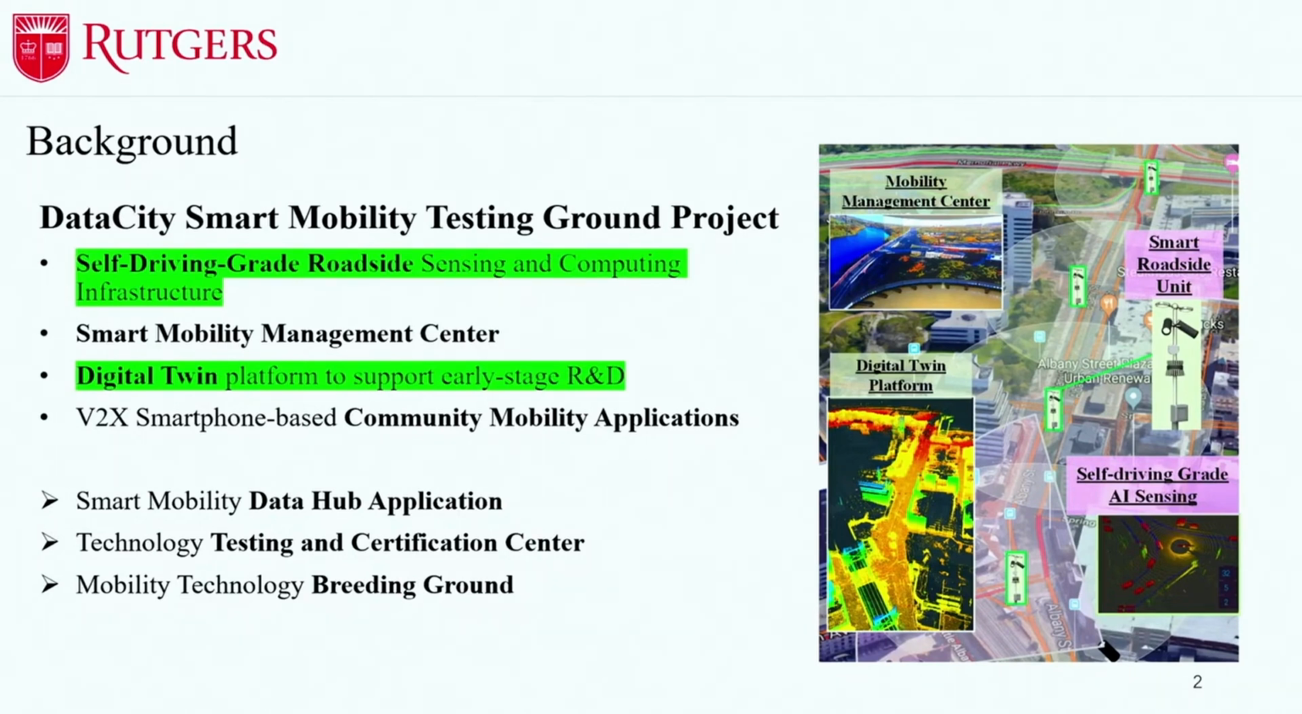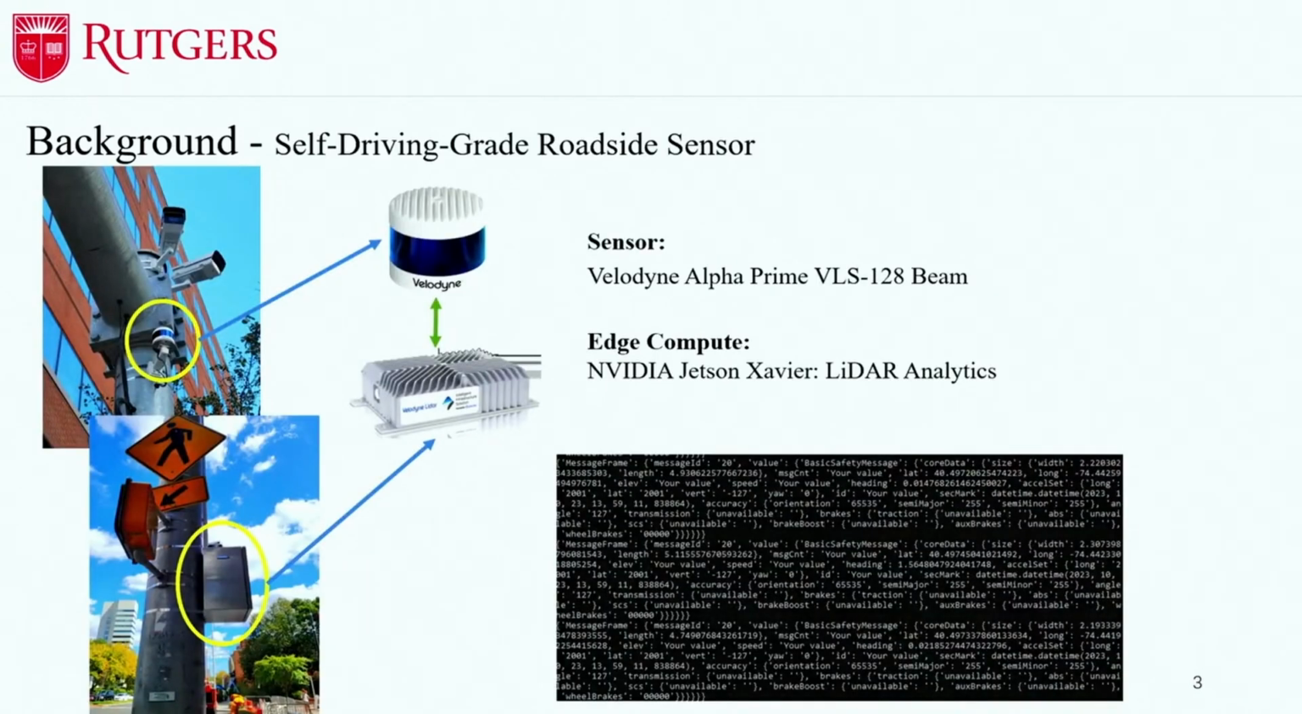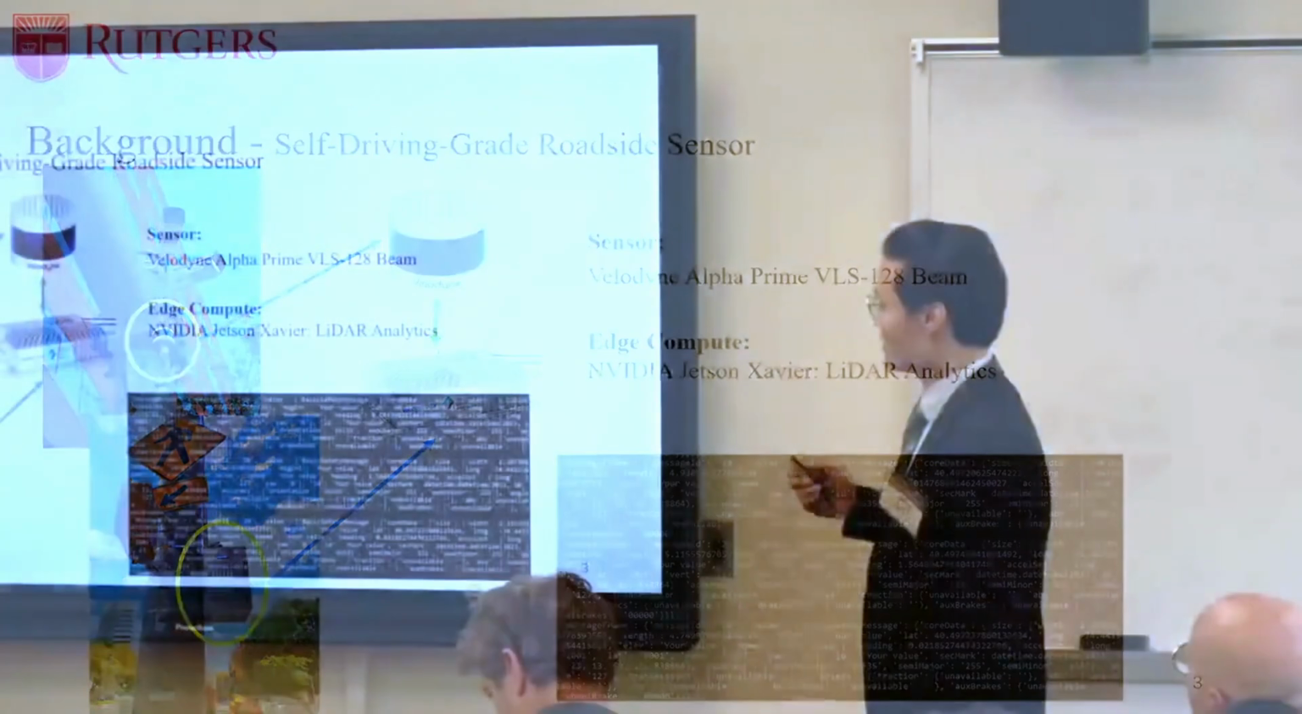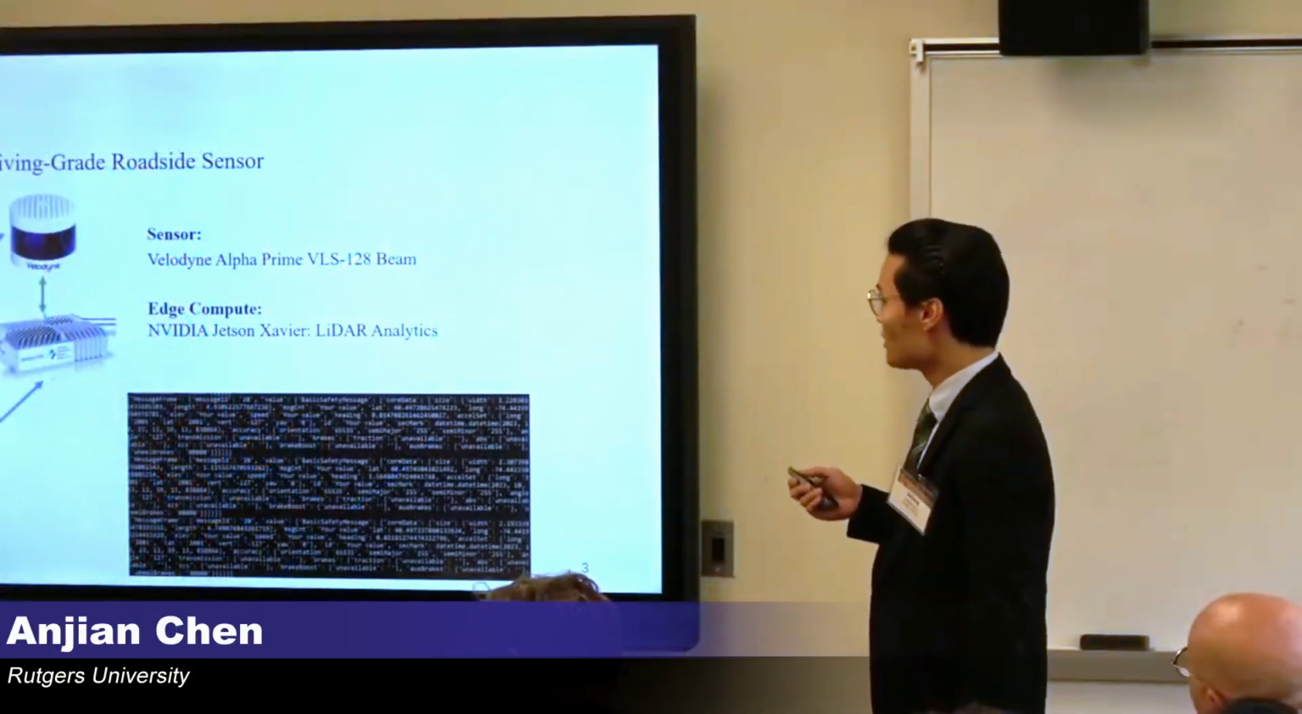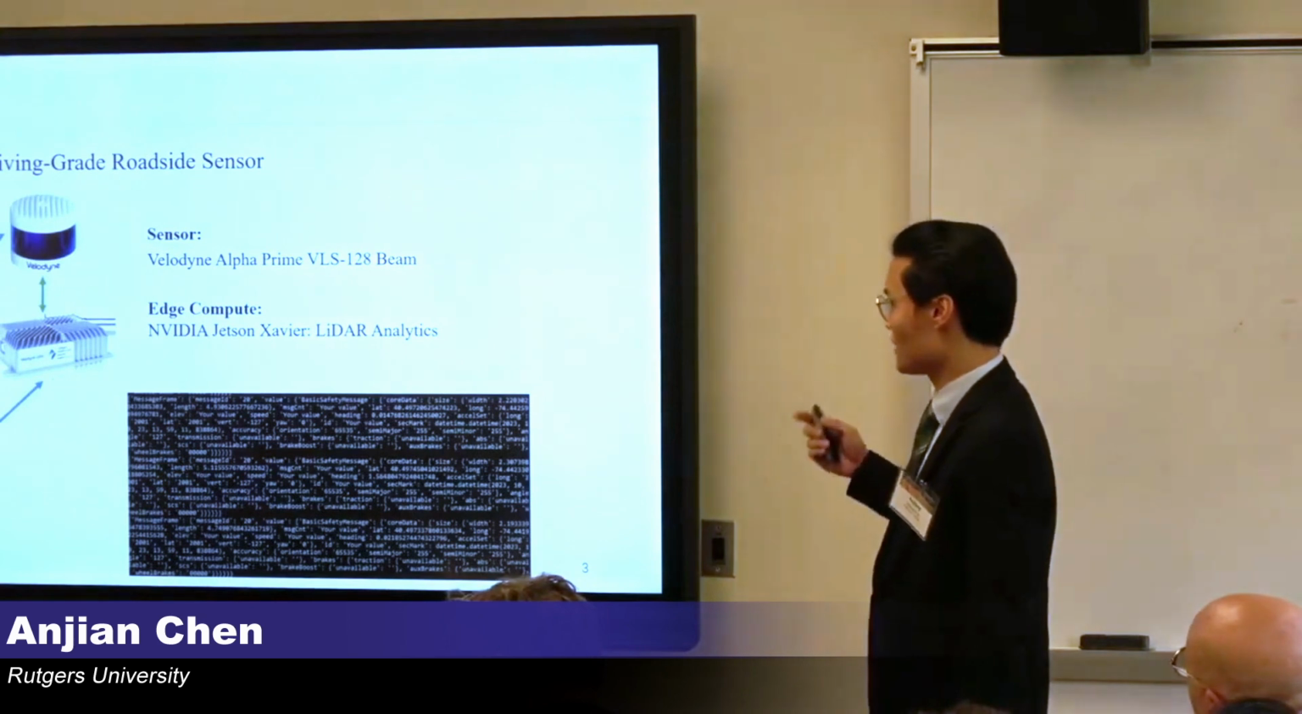Today my topic mainly uses the trajectory data from the roadside LiDAR sensors as a traffic dynamic input for our digital twin model. Here is some roadside LiDAR information. At each intersection we have a Velodyne Alpha Prime, which is a 128-beam LiDAR, mounted about 20 feet above the ground. This LiDAR is connected to a compute box, which generates the trajectory data from these LiDAR sensors.